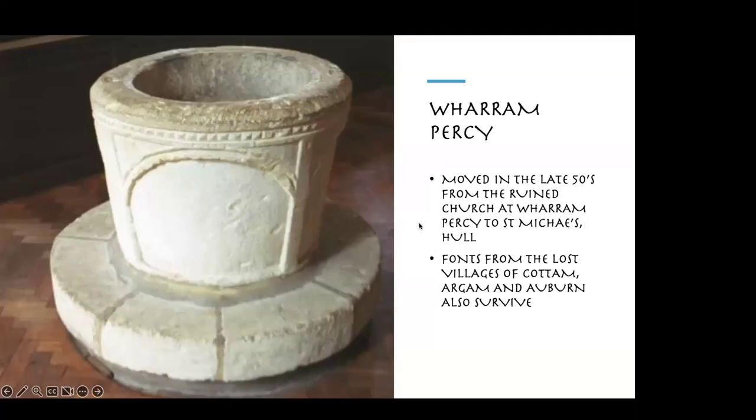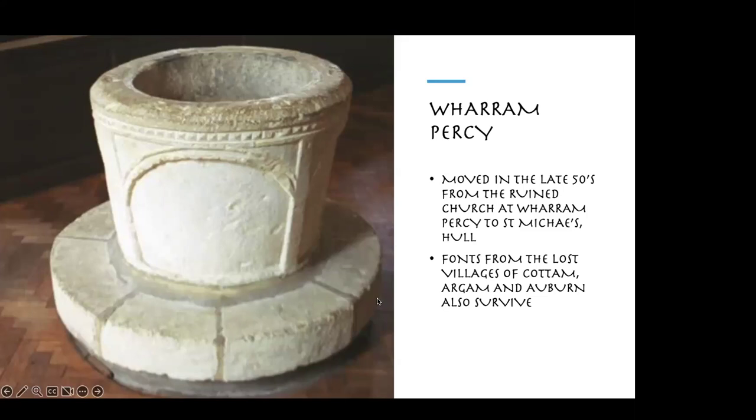Another arcaded font. And this is interesting because, of course, fonts aren't always in their original location. Now, this comes from Warren Percy. And the photographs of the original excavations at Warren Percy show that it was in the church in the 1950s, sitting, looking rather miserable at the end. And in the late 50s, it was moved to a modern church in Hull, St. Michael's Church, where it now is.